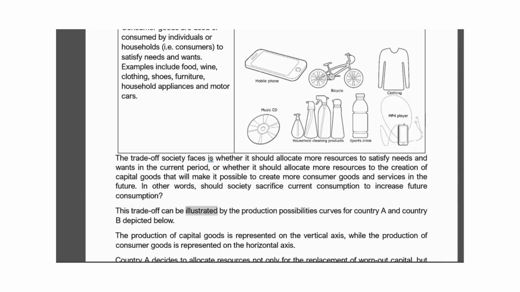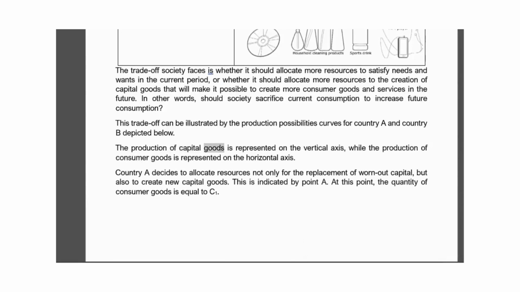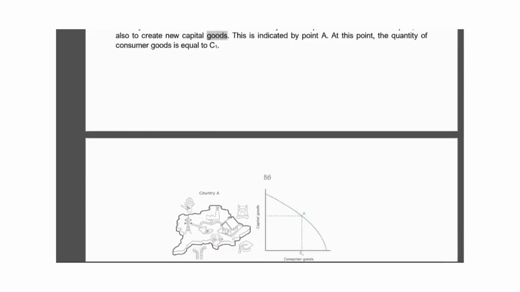This trade-off can be illustrated by the production possibilities curves for country A and country B depicted below. The production of capital goods is represented on the vertical axis, while the production of consumer goods is represented on the horizontal axis. Country A decides to allocate resources not only for the replacement of worn-out capital, but also to create new capital goods. This is indicated by point A.